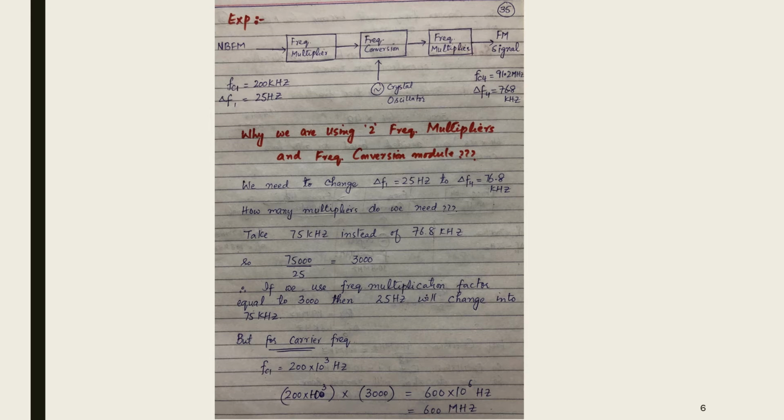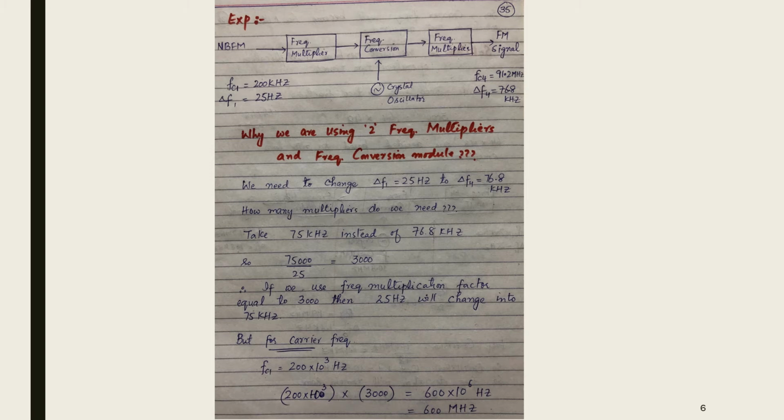What do we want? We are starting with the carrier frequency, denoted as f_c1, which is equal to 200 kilohertz, and our frequency deviation is 25 hertz. Now we want to convert these two figures into new figures: f_c4, the carrier frequency, which we want to be 91.2 megahertz, and Δf4, the frequency deviation, which is 76.8 kilohertz.